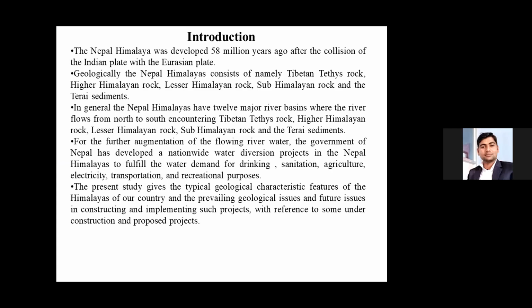In our country, Nepal, there are 12 major basins that were formed due to the tectonic origin of the Himalayas. And for the use of the water resources of these basins, the government of Nepal has made a nationwide plan for diversion of the water resources in the Himalayas for different purposes like agriculture, electricity, transportation, and recreational purposes.